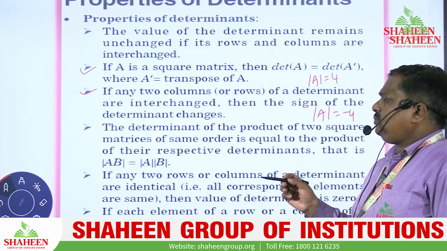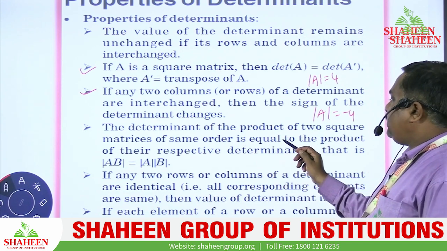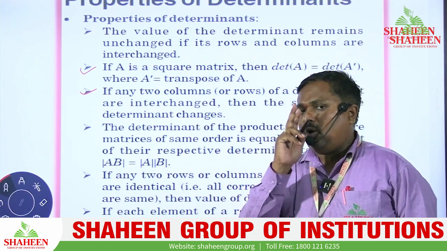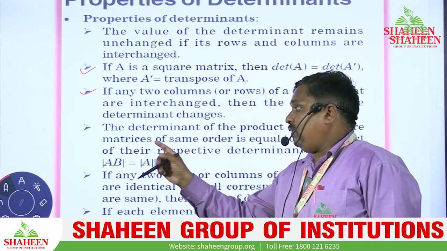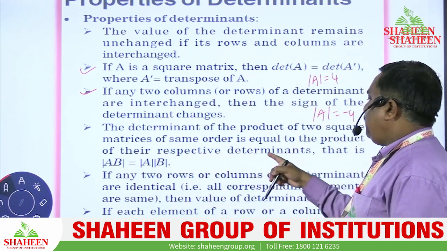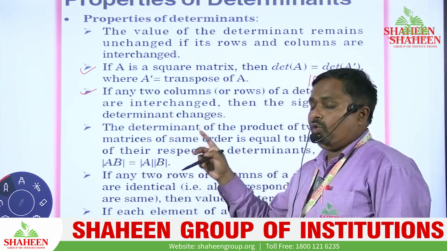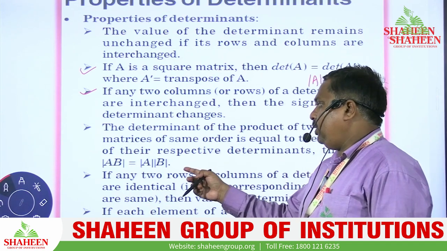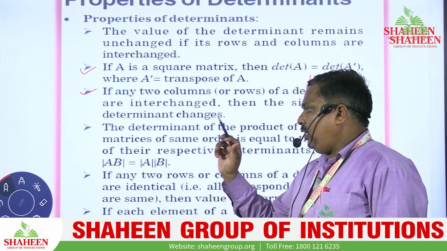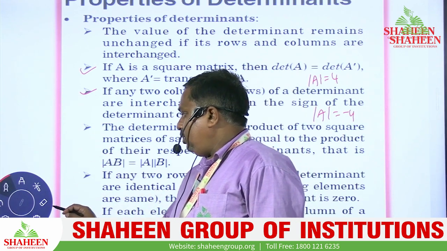Next, the determinant of the product of two square matrices of the same order. Here A and B are two square matrices of the same order. The determinant of A into B is the product of their respective determinants. That means determinant of A into B is equal to determinant of A into determinant of B. This is the fourth property of determinants.